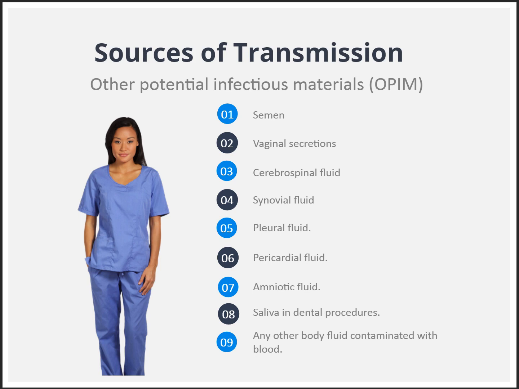Other potential infectious materials, or OPIM, include semen, vaginal secretions, cerebrospinal fluid, synovial fluid, pleural fluid, pericardial fluid, amniotic fluid, saliva in dental procedures, and other body fluid contaminated with blood.